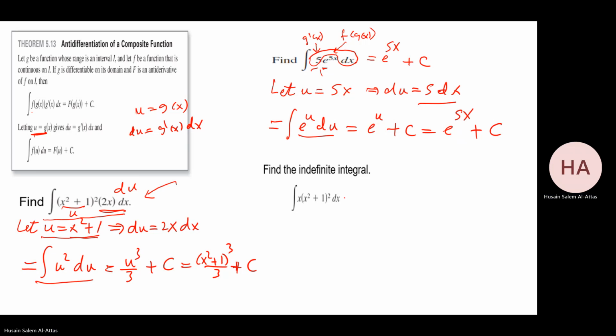This one is the same idea, but you need to be careful with one thing. Now, if I let u equal x squared plus 1, what will be du? 2x. I don't have the 2. I need the 2x, and I have x only. So I can put 2 and put half outside.